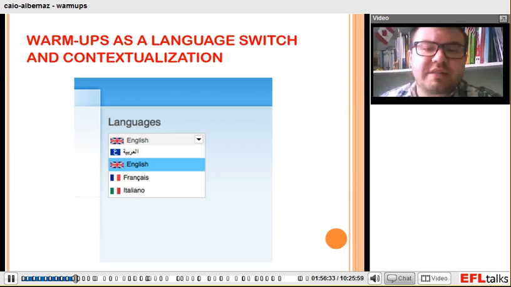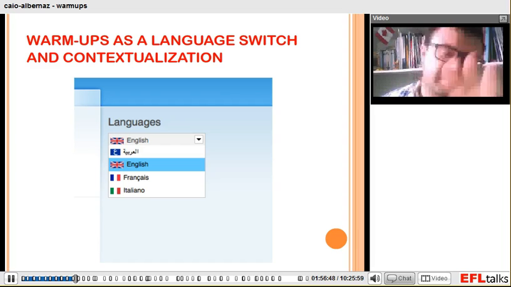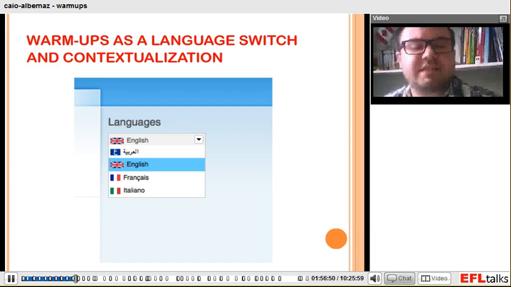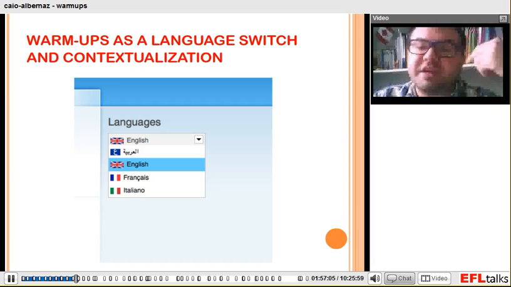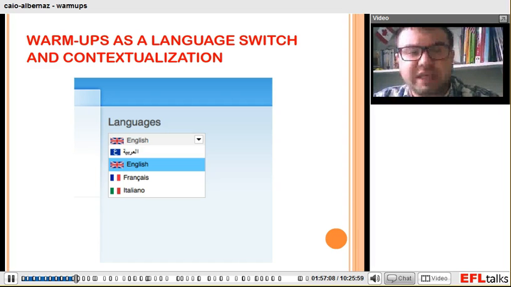I also use this as a language switch. So my reality is that I teach English in a country where English is not spoken, right? Students might speak other languages, mainly Portuguese, of course, all day long. And then when they come to the English lesson, they are supposed to just switch to English, right? So a warm-up, as long as it's easy and short, helps them switch the language and really start thinking in English and producing language in English, right?